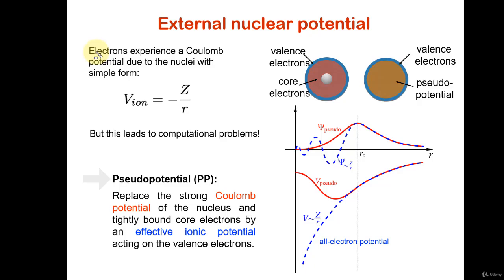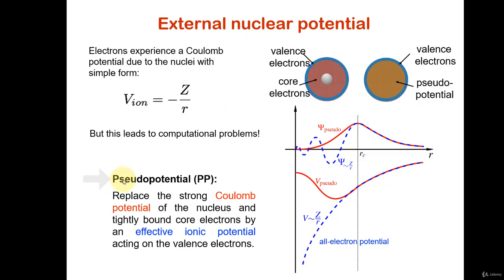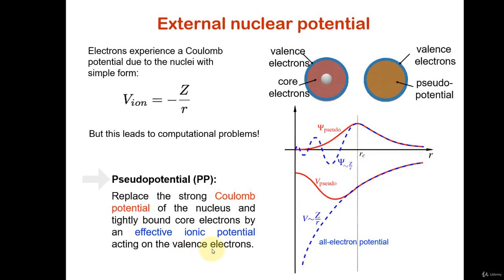From quantum science, we know that to solve the Schrödinger equation for valence electrons, we should know the potential. Valence electrons experience a Coulomb potential due to the nucleus with this form, and also a Coulomb potential due to tightly bound core electrons. Pseudo-potential replaces the strong Coulomb potential of the nucleus and tightly bound core electrons with an effective ionic potential acting on the valence electrons.